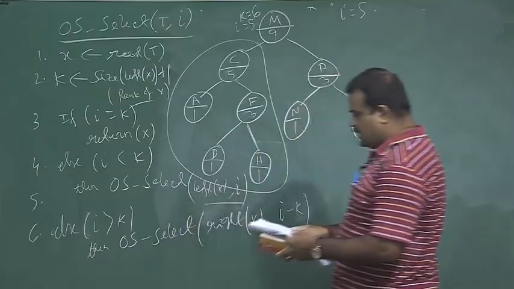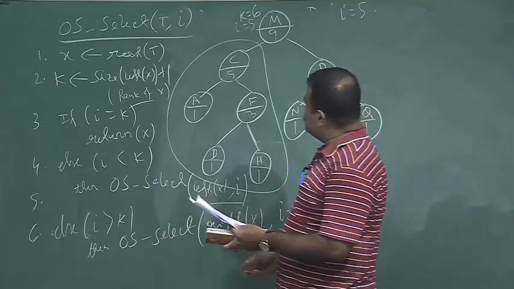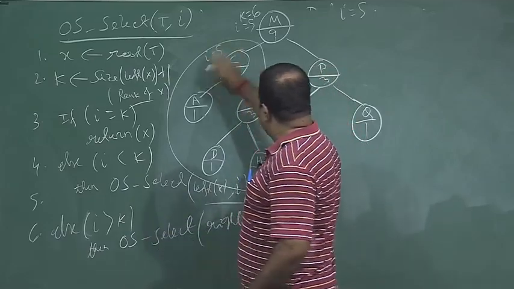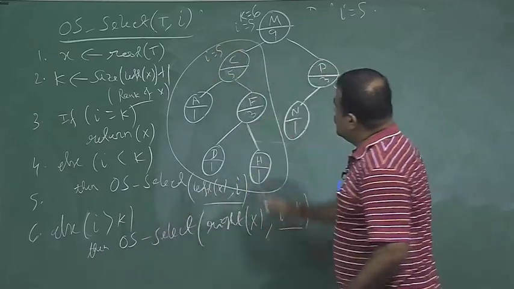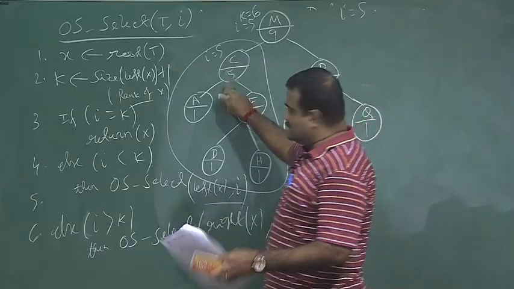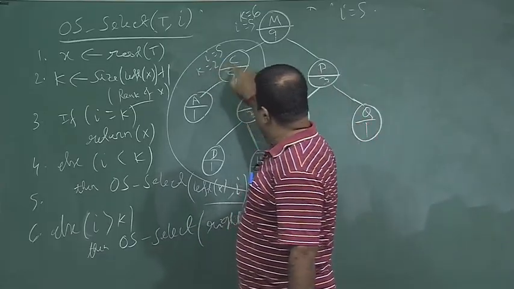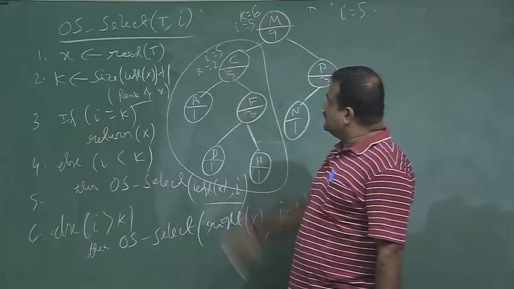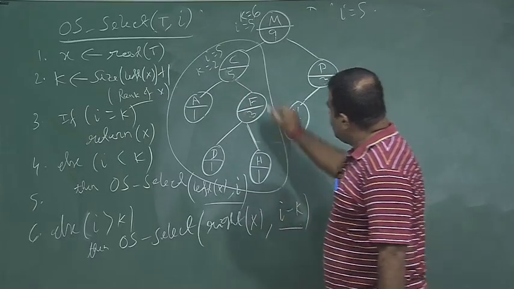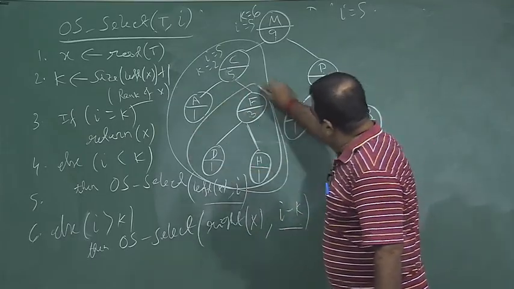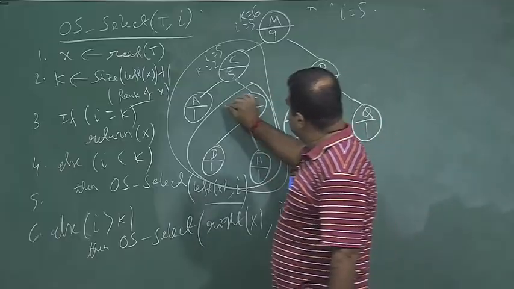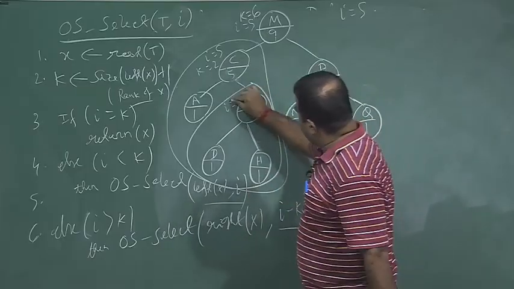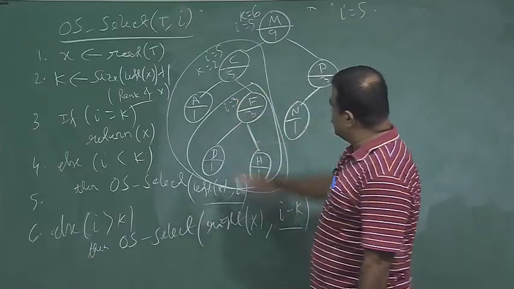Now, again we calculate this. Now we are looking for i equal to 5. If you consider only this tree, now what is the rank? Rank is basically 2 for this node in this subtree. So, now i is greater than 2. So, we need to go for the right part of the subtree with the i value i minus k, so 3. Now, we are looking for the third smallest element in this subtree.